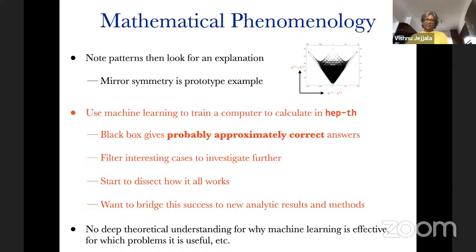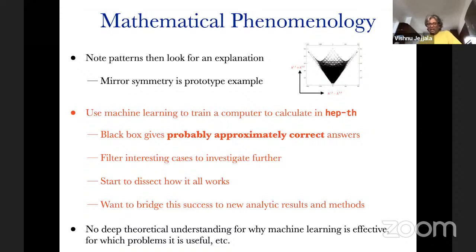So I'd like to use machine learning as a tool to look for patterns and then search for physical and mathematical explanations for these patterns. So the machine learning as it is today is a black box. It gives probably approximately correct results. Like a good collaborator, it's almost always almost right. And we can use this in order to make some progress in addressing some problems.